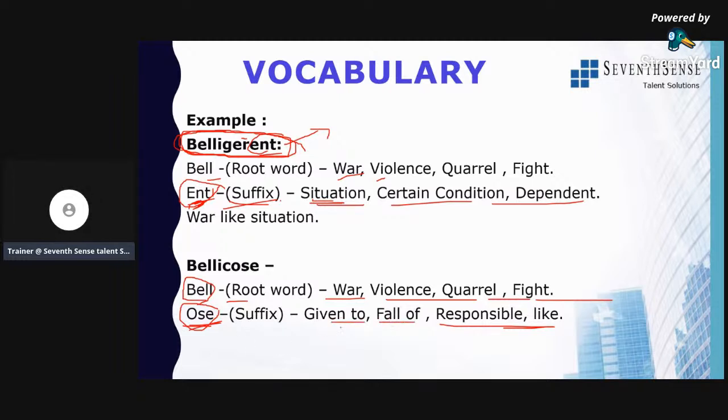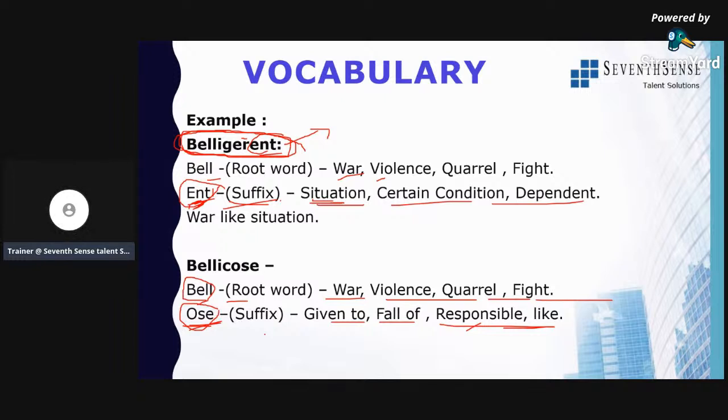These are the meanings. See, given to fight, full of fight. You can get the meaning of bellicose like this: full of fight, given to fight, and the person responsible for the fight. You can get the meaning of the word like this also. Here you can say the person who is responsible for the fight, or the country responsible for the fight between two countries. That type, you have to try to remember.